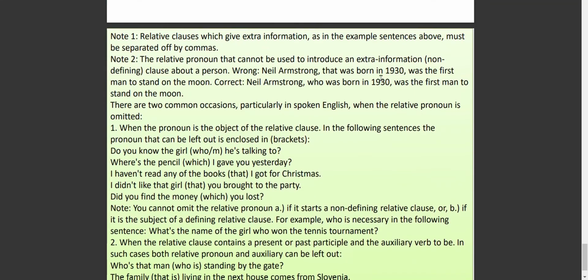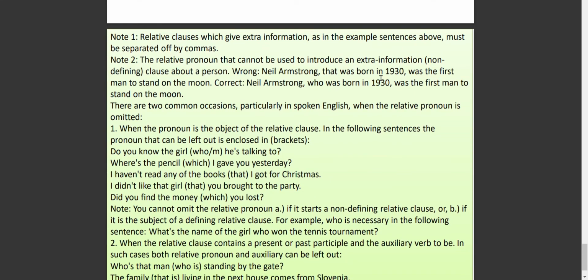Right, here we also have important notes to read together. Note: relative clauses which give extra information, as in the examples, must be separated off by commas. The relative pronoun that cannot be used to introduce extra information. Non-defining clause about a person, wrong. Right?